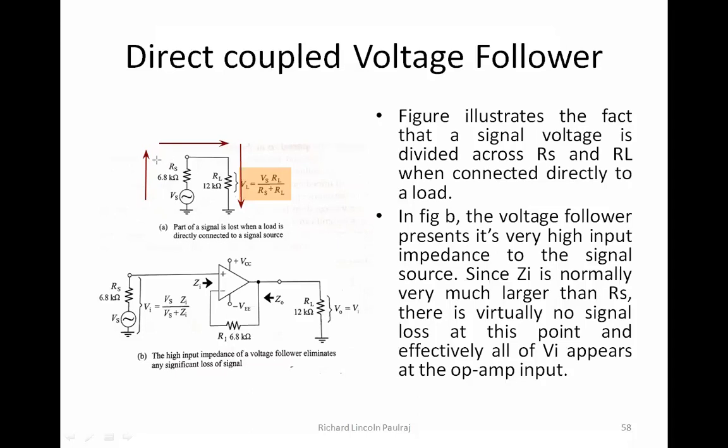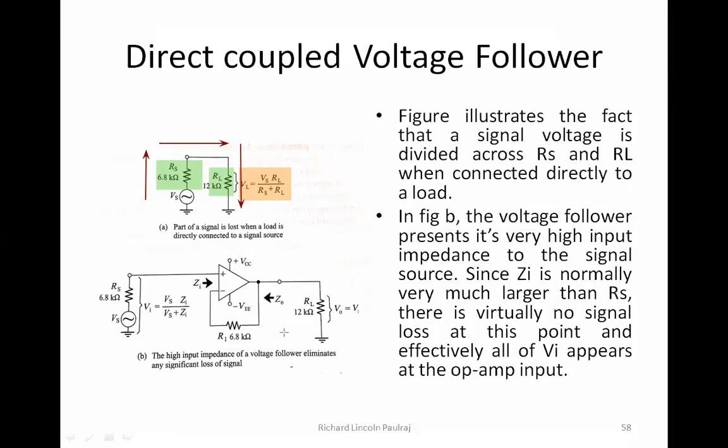Okay, so this is one resistor and this is the other resistor. Okay, two resistors. So I hope this part is fine with all of you. In figure B, now let's come back to figure B. Okay, figure B, the voltage follower presents its very high input impedance to the signal source. Okay, so that's the property of an op-amp, right?